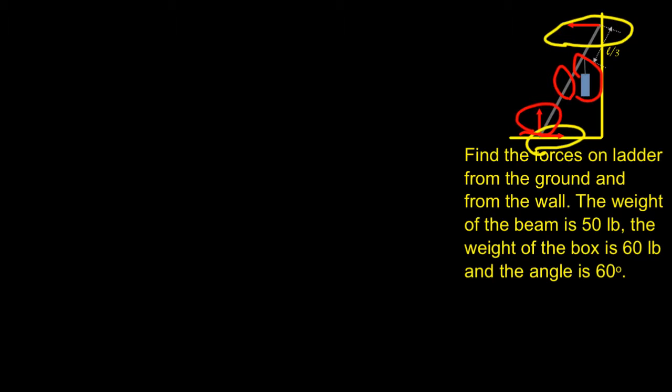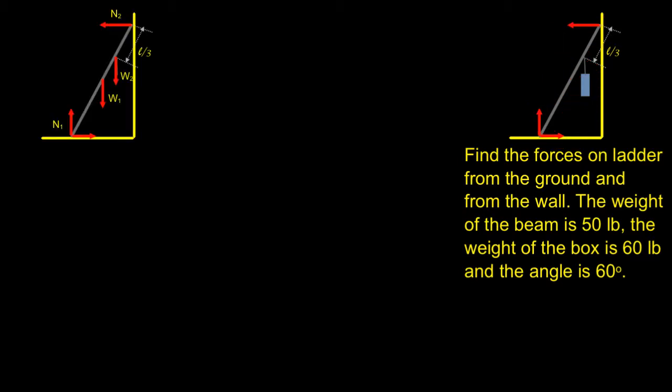So the first thing we're going to do is split this diagram apart so that we can go to just looking at the forces. I've drawn the forces and labeled them. You can see I have N1, which is a normal force on the ground, N2, which is the force of the wall back up against the beam, we have a frictional force down here, and we have two weights.